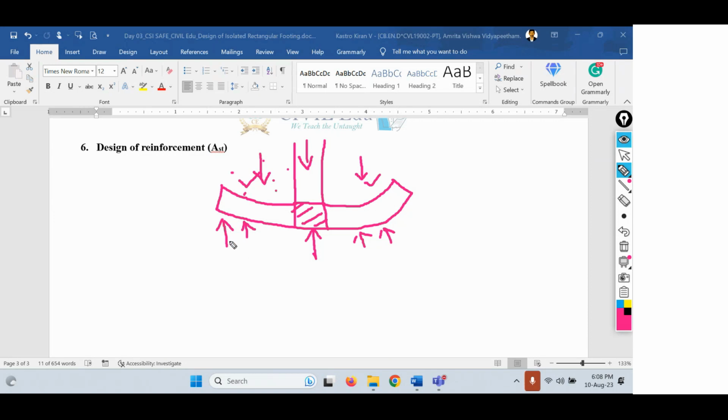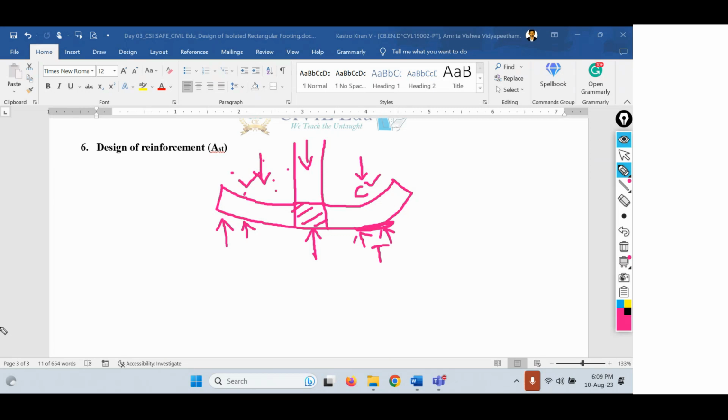Since the upward soil pressure is the dominating one, there is a chance that the cantilever portions will tend to bend in this way, as I'm showing in this figure. Okay, so here, which is the compression zone in the cantilever portion? The top zone is the compression zone, and the bottom zone is the tension zone. The top zone is the compression zone because the footing is getting compressed on the top surface, and it is experiencing tensile forces at the bottom. So it is a tension zone.